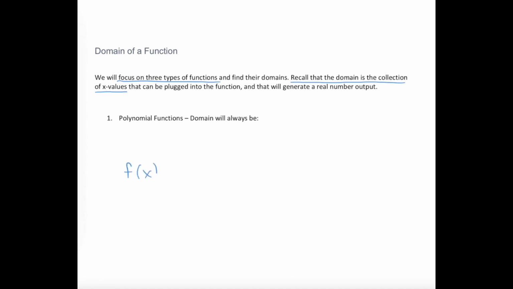So let's take a look first of all at a polynomial function. A polynomial function is one where the x's are located in the top of any fraction, and any of the powers on the x's are positive integers. So that's what makes it a polynomial. In order to be considered an x value that is part of the domain, we need to consider all of the x values that are going to generate real outputs, right?